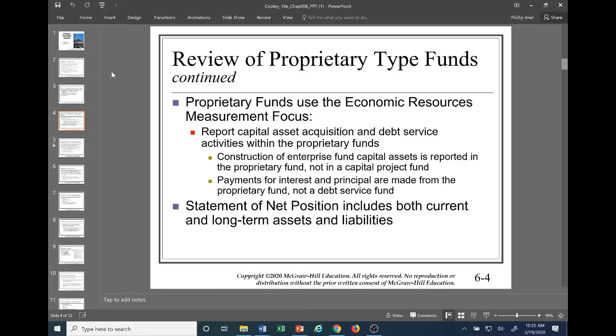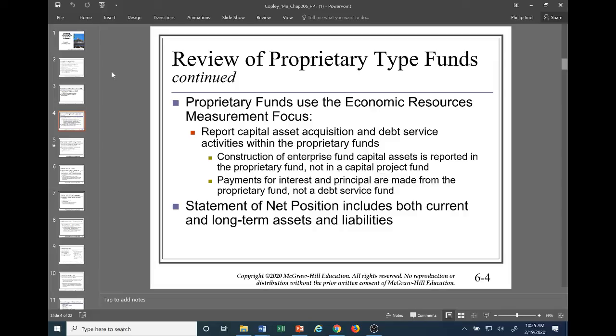So once again, it uses the economic resource measurement focus, meaning we are going to report capital asset acquisitions and debt service activities within the proprietary funds. What that means is we account for long-term assets and long-term liabilities. It's pretty much what the economic resource measurement focus is. We're measuring stuff for the long term and the short term.